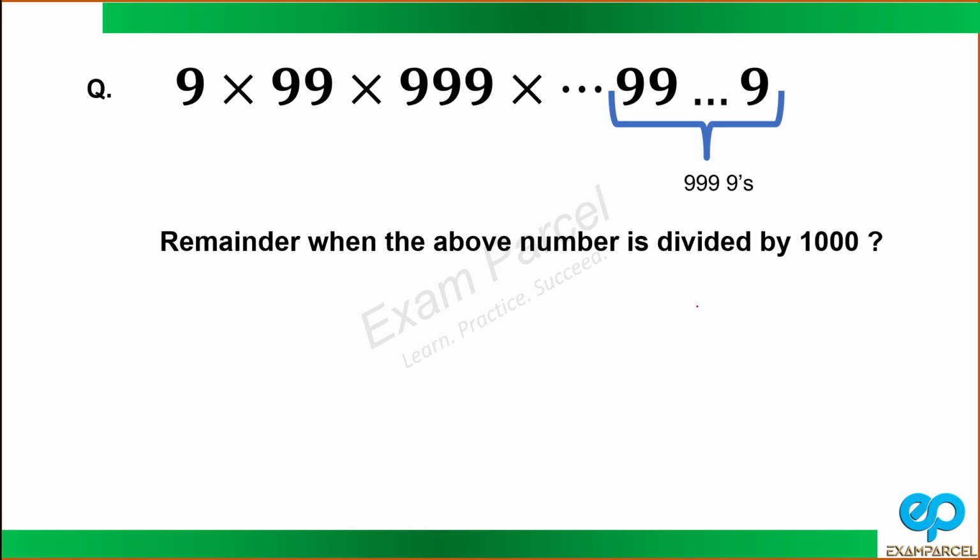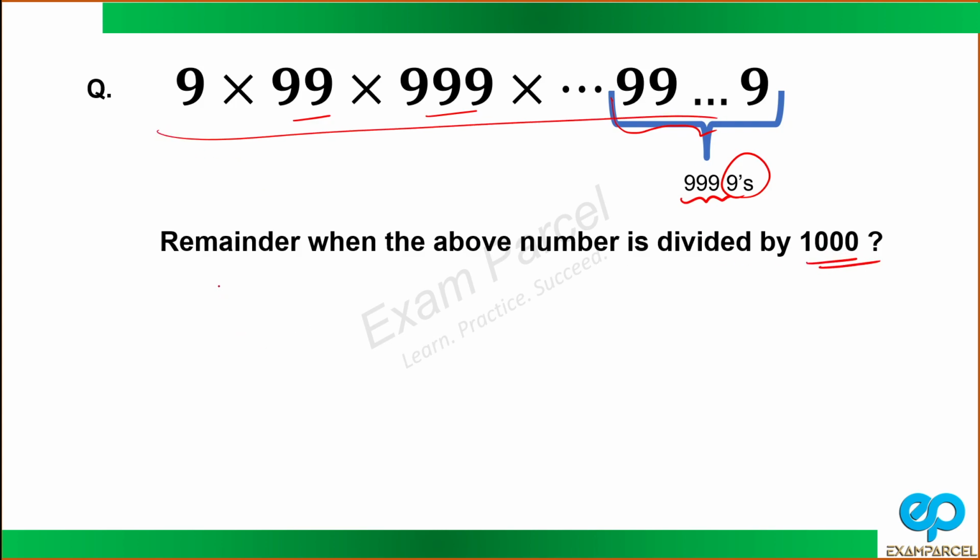Okay, now this is a good question actually. This is a slightly harder one, but it is also not that hard. The question says: 9 into 99 into 999 into so on till a number with 999 nines. So there are 999 nines in the last number. When I divide this whole product by 1000, what is the remainder?